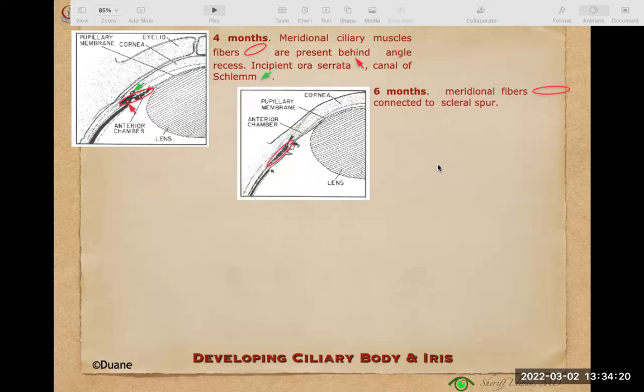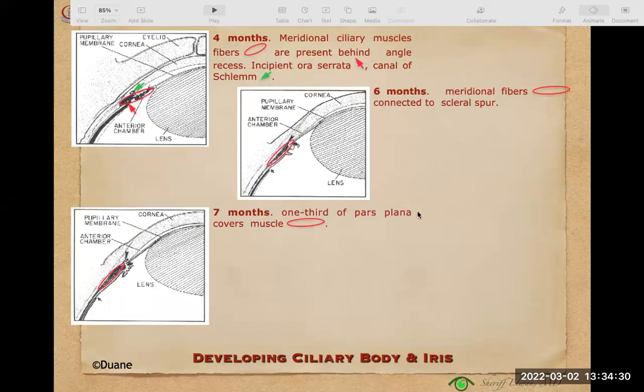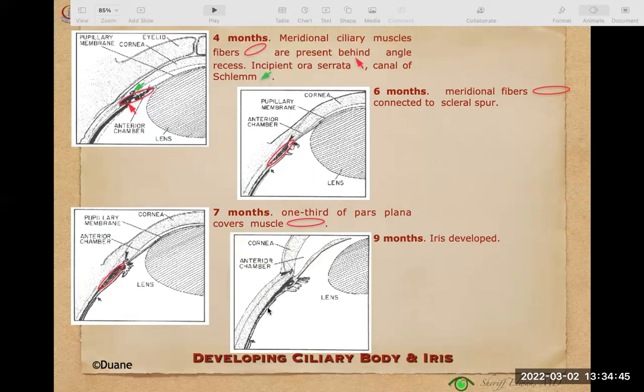At 6 months, the meridional fibers become attached to the scleral spur, which is the inner part developed from the sclera to share in the formation of the angle. And at 7 months, one third of the pars plana covers the muscle. The pars plana part of the retina develops to cover the meridional fibers.